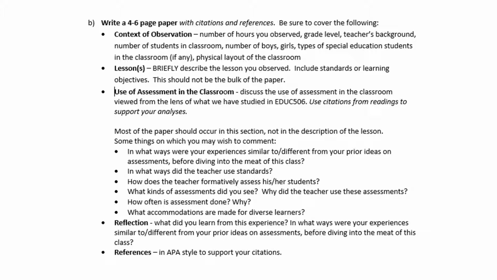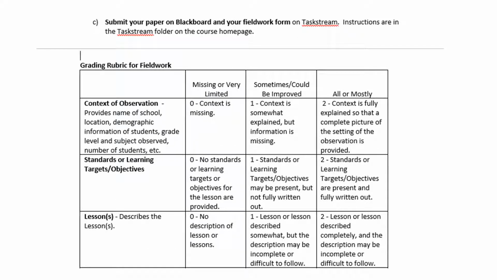How did this compare with what we were learning in class? So many different things you could put in a reflection, but so often I see a tidy paragraph basically summarizing that you went in and observed, and that's not a reflection. And finally, a reference section in APA style to support your citations. Again, there's the OWL Purdue link that I posted on the homepage that would help you with that.